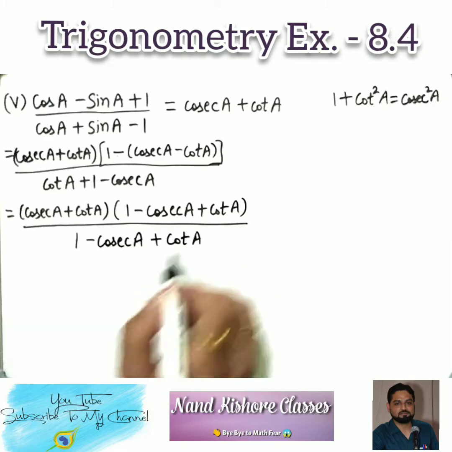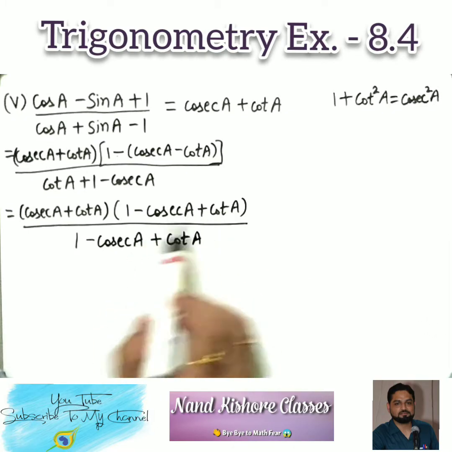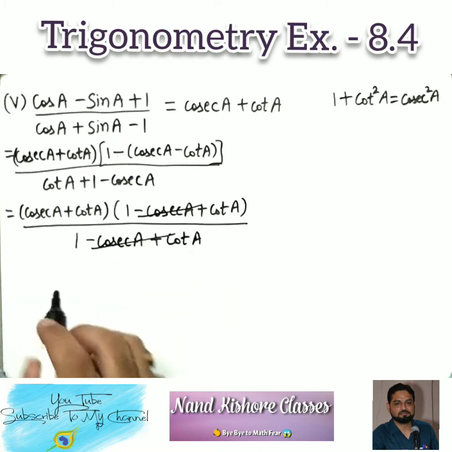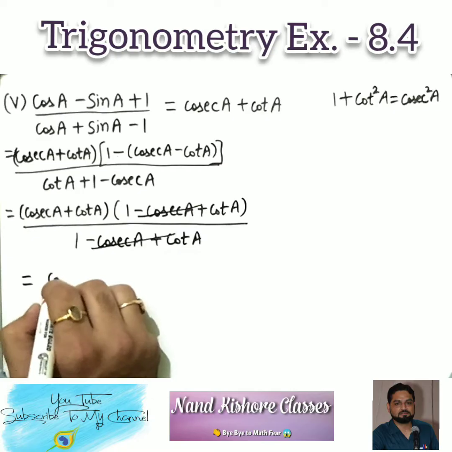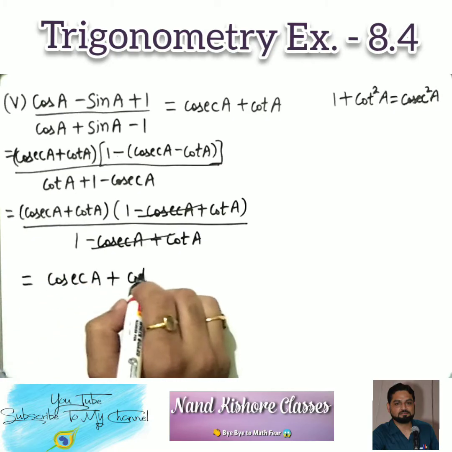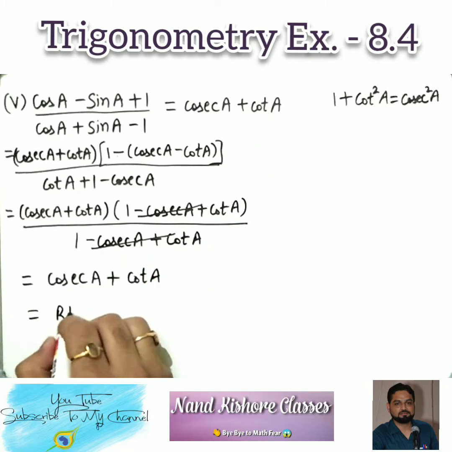Why have I done it? See, these both terms are the same: 1 minus cosecant A plus cotangent A. See, all these are cancelled. And we get cosecant A plus cotangent A. And this is my right side. I wanted to prove it.